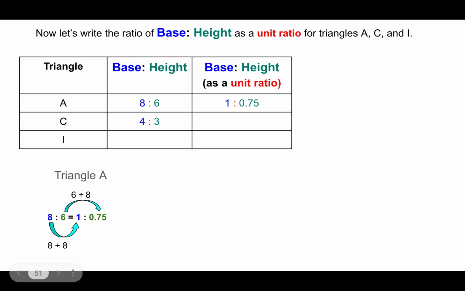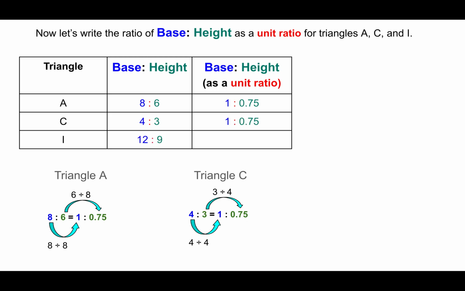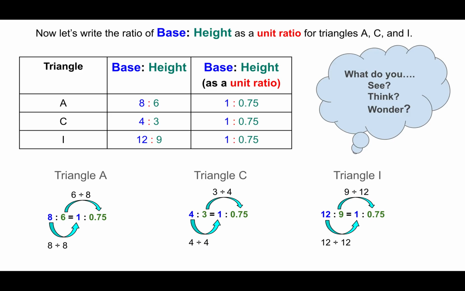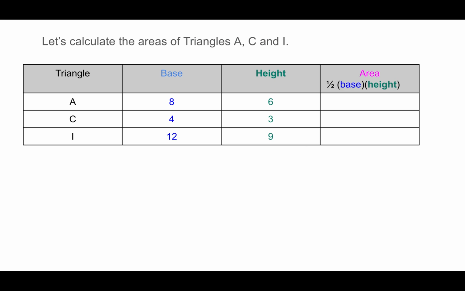For triangle C, the base is 4 and the height is 3, so we divide the 4 by 4, which is 1, and the 3 divided by 4, which again is 0.75. And lastly, triangle A, 12 to 9, we divide the 12 by 12, which is 1, and the 9 divided by 12 is also 0.75. So again, what do you see, think, and wonder about that?